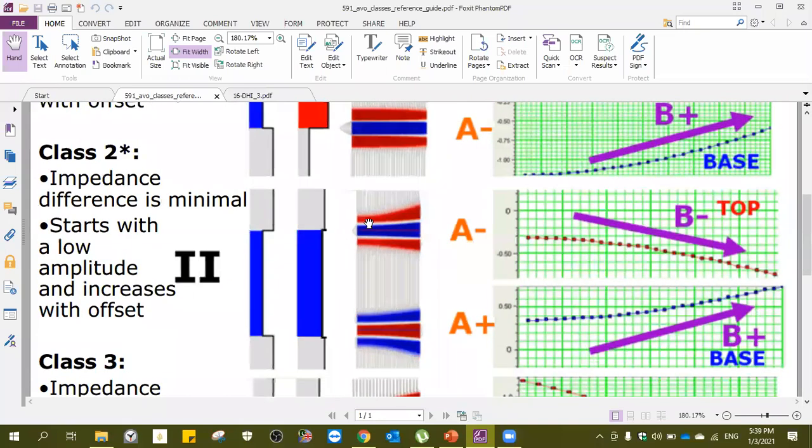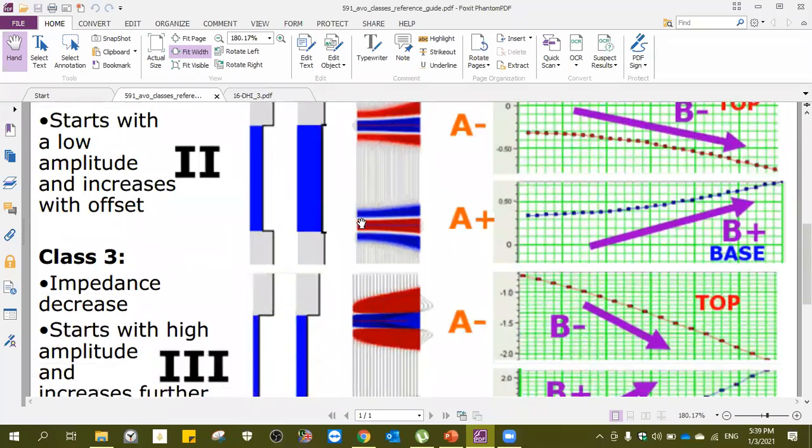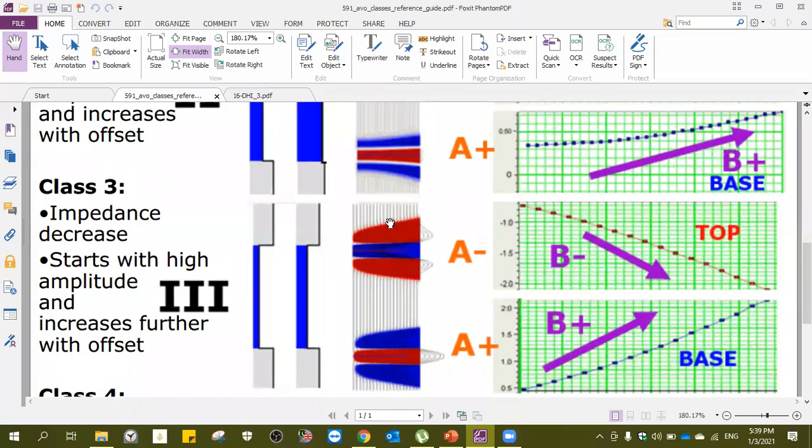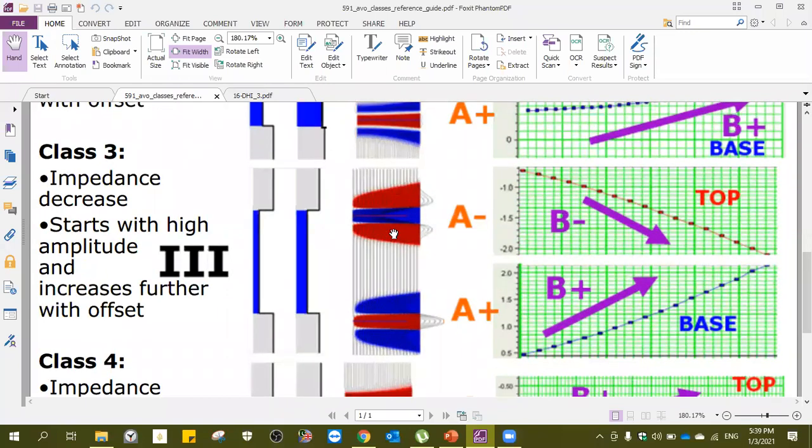In the second class we have a bright spot, and these bright spots start from the lowest value of amplitude, and at the end we get the highest value of amplitude, which represents high amplitude events, also known as bright spots. In that case the acoustic impedance difference is very low. Now we have class 3. Class 3 also has the highest amplitude and keeps increasing further and further.